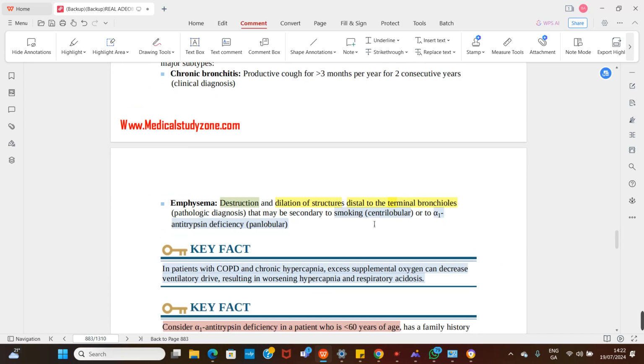So with smoking, the pattern of destruction is going to be centrilobular, so they are going to be focused more in the center and the upper part of the lobes of the lungs. Whereas alpha 1 antitrypsin deficiency is going to cause destruction of the bronchus distal to the terminal bronchus, which means the respiratory bronchus and the alveoli. They are going to be destroyed at the base of the lung.